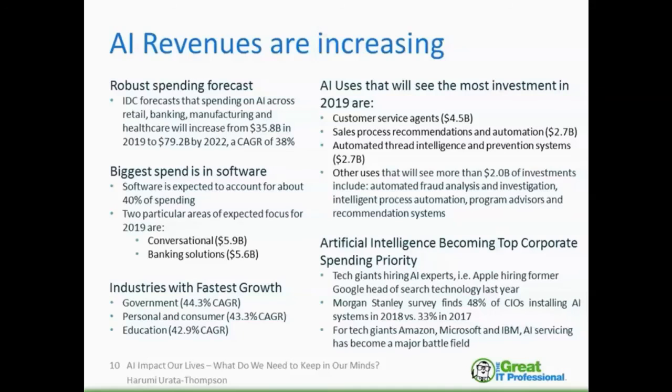Now, a lot of things do grow very fast, but this is definitely very high growth from just one technology. CAGR of 38%. Don't we wish our salary increases were even a quarter of that pace, right? Biggest spend is in software. Software is expected to account for about 40% of spending of all this, 36 billion to $80 billion.